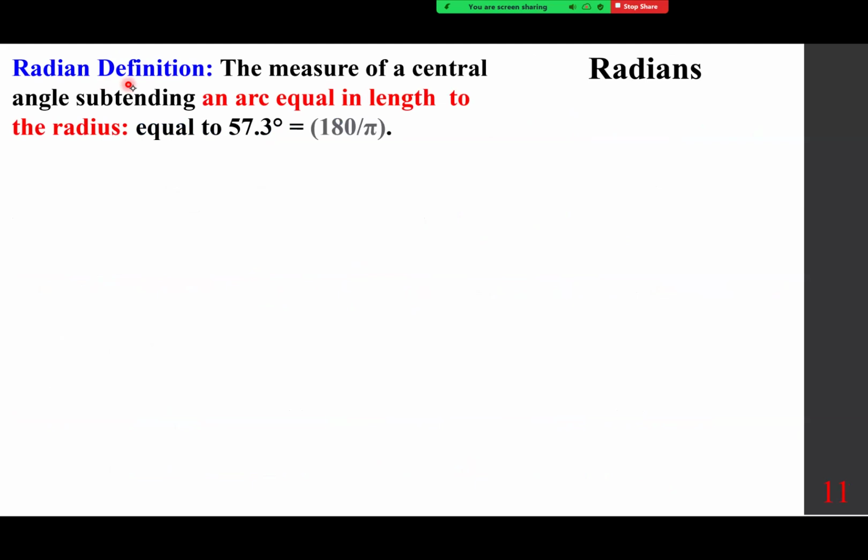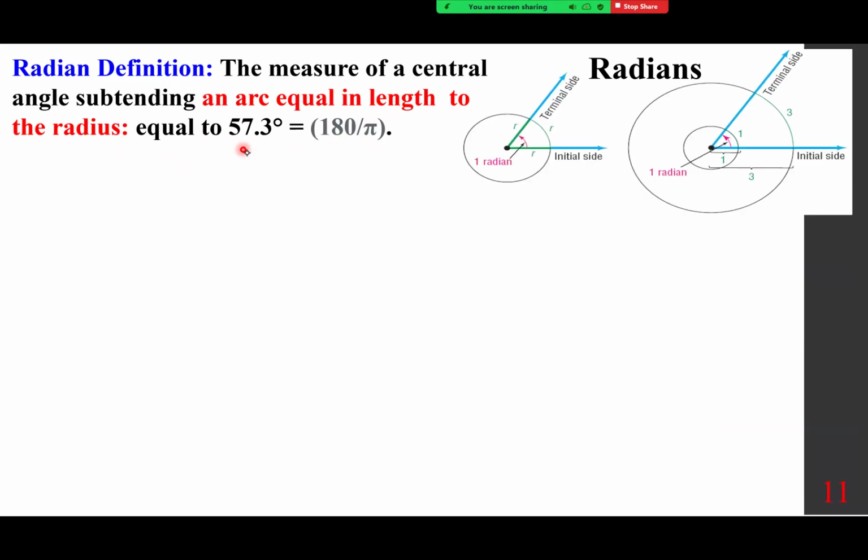Radian definition. The measure of a central angle subtending an arc equal in length to the radius, and it's almost 57.3 degrees. 180 divided by pi, precisely 57.3 almost. If you look at these two cases, in this case, R, and this arc must be equal to R. This measures 1 radian, regardless of the fact that it's a small circle with radius 1 or larger one with radius 3 or any other size, as long as the radius is equal to the arc that this angle covers.